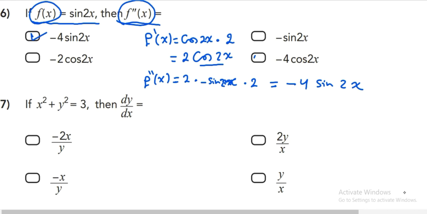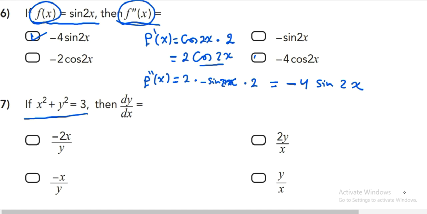Question 7. If x to the power of 2 plus y to the power of 2 equals 3, then dy by dx equals what? Here we want to find the first derivative of this function, and as we can see, it is an implicit function. For an implicit function, we have to differentiate each part separately according to its type. It's polynomial, it's trigonometric, it's e power, it's ln, whatever it is. Differentiate each part separately according to its form. And in the part in which we differentiate the letter y, we have to add dy by dx.